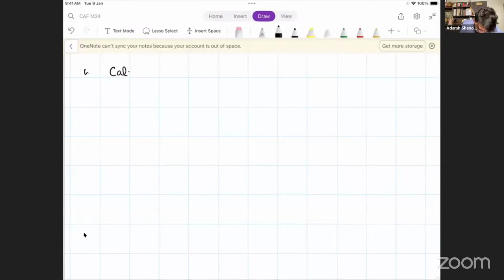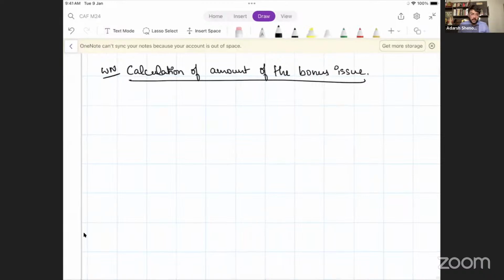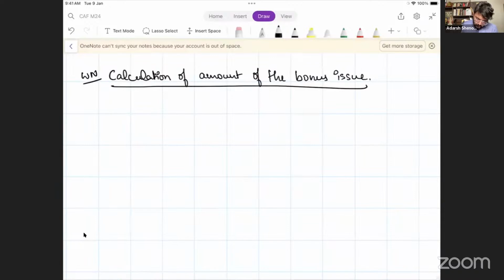Calculation of amount of the bonus issue. You can write it as a working note. Always when you do a bonus issue question, do this first. This is illustration 1 in your ICAI material. Calculation of amount of the bonus issue.